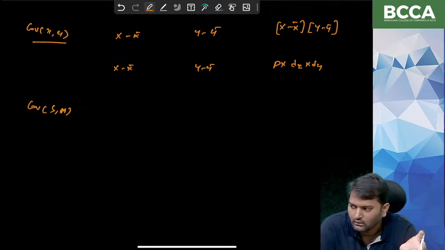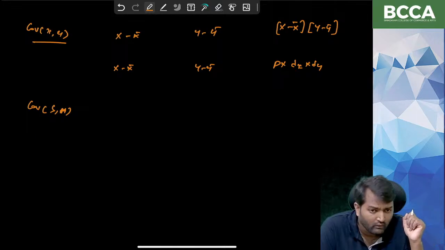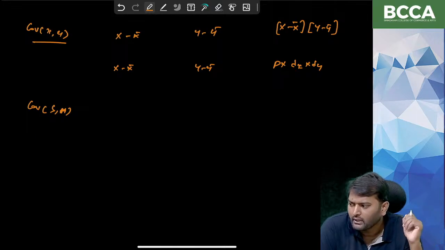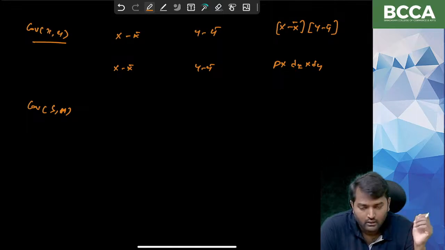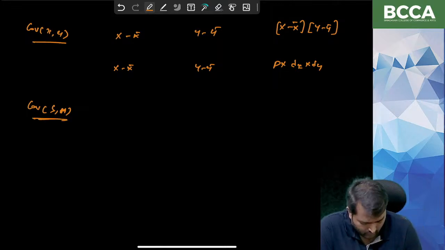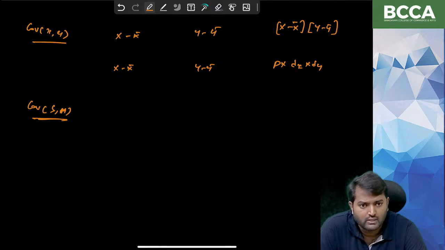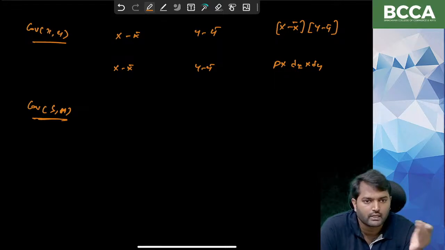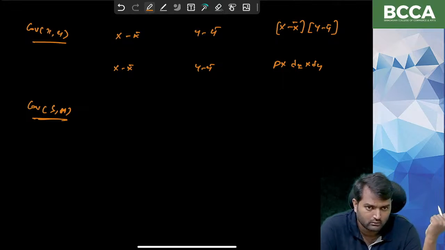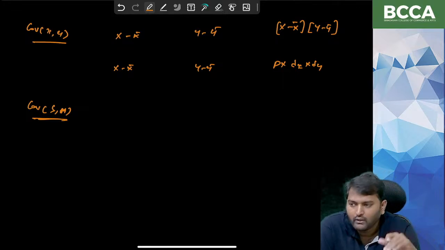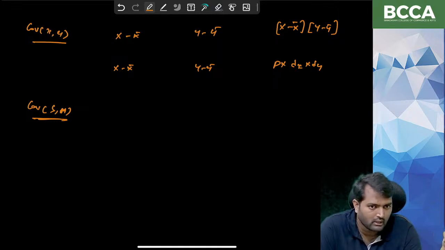If it is security A, then we find out covariance of A comma M. If it is security B, we find out covariance of B comma M. Okay, fine. M means market index. And next, if they ask you to find out the beta, first you have to find out the variance of the market, then proceed to calculate the covariance of security and market, and then beta. Are you getting my point? Why are we learning beta? So just understand the flow.